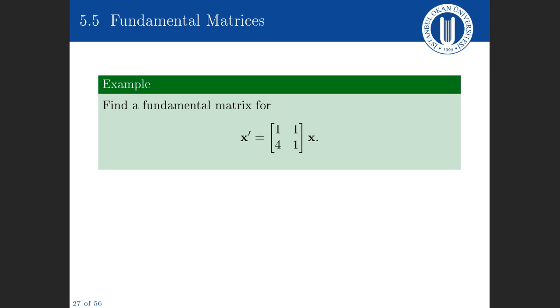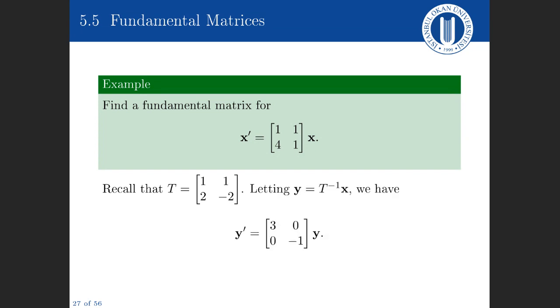For example, find a fundamental matrix for x prime is equal to [[1, 1], [4, 1]] x. We've already answered this question, but now we're going to do it again using this new method. This new method will be useful next week when we look at non-homogeneous linear systems. I will remind you of T. We're going to make the substitution y is equal to T inverse x. We always do the same substitution if we use this method of diagonalization. And then we have the easier linear system, y prime is equal to [[3, 0], [0, minus 1]] y.